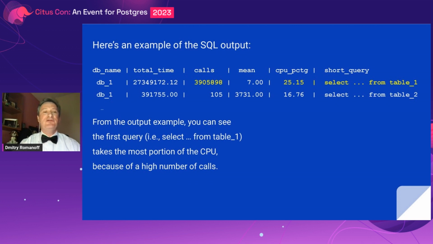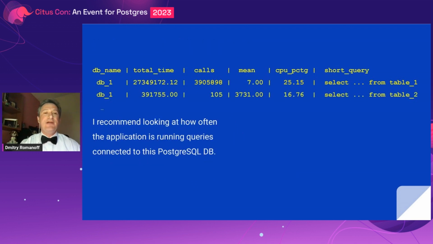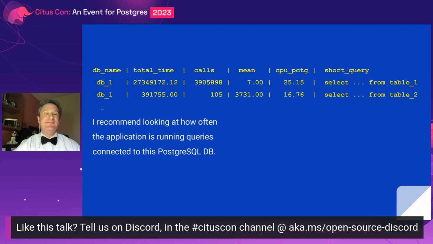Here's an example of SQL output. From the output example, you can see the first query, select from the table 1, takes the most portion of the CPU because of a high number of calls. I recommend looking at how often the application is running queries connected to this Postgres database.